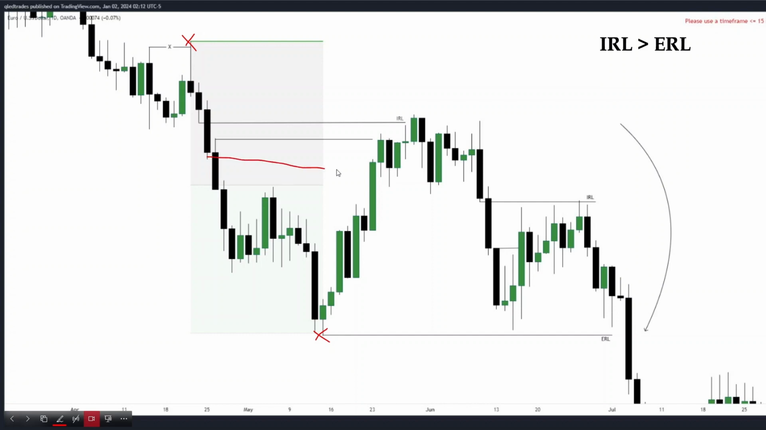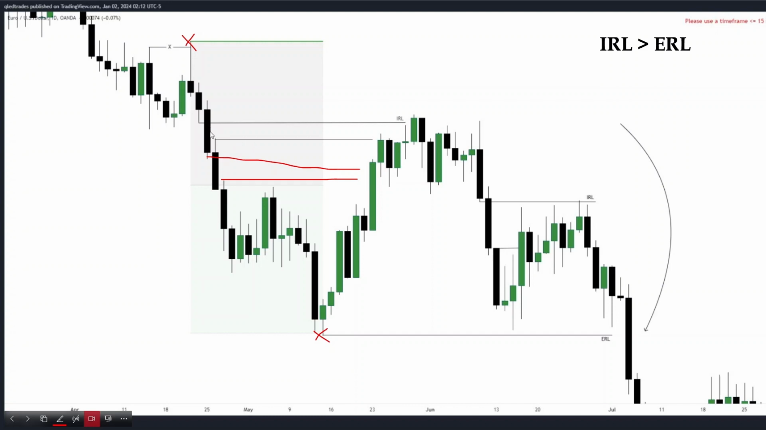So we have a couple of fair value gaps right here. We have one I didn't mark up, and then we have this one. These are the fair value gaps that we'll be looking for price to respect and then trade afterwards. So the idea is basically you wait for price to reach the internal range.